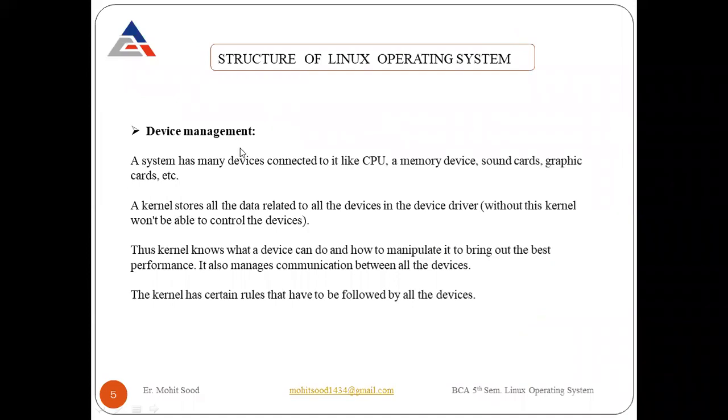What is device management actually? Basically, first of all, it manages communication between all the devices. A system has many devices connected to it, like the CPU, a memory device, sound cards, graphic cards, etc.